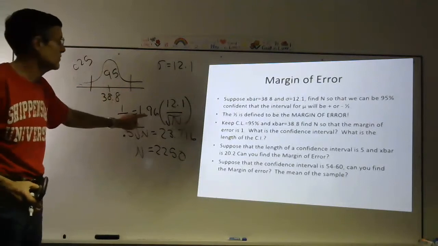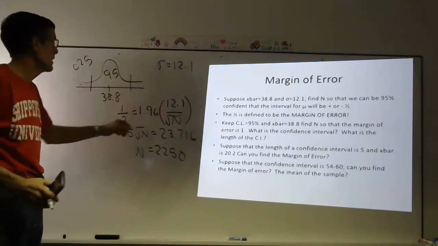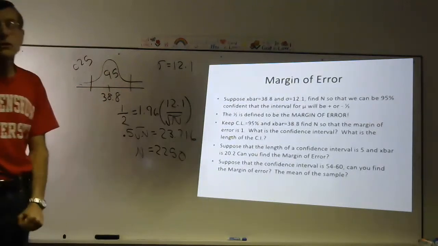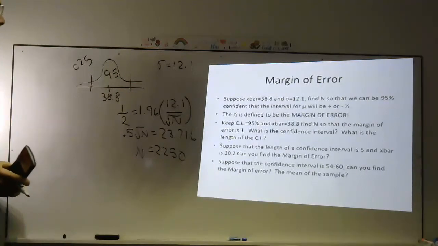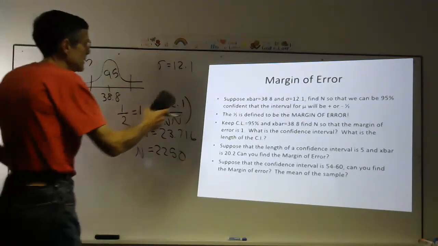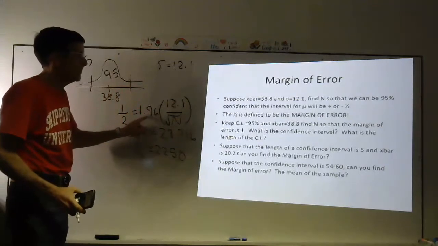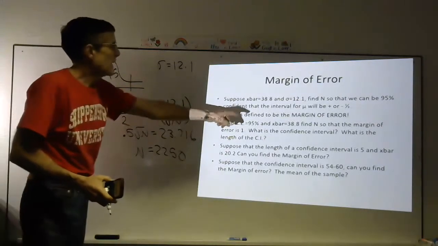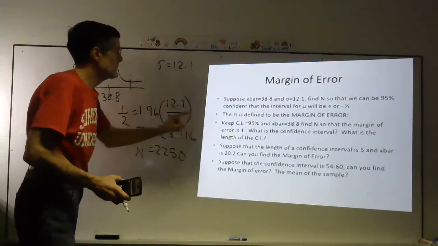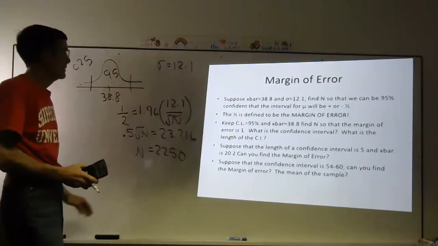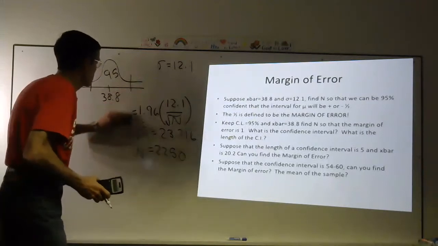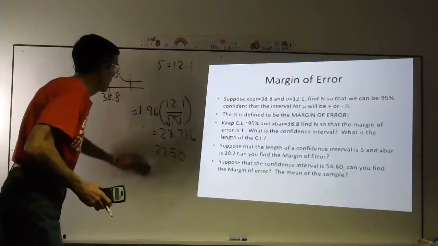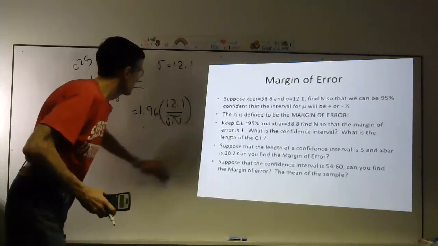When you take the z-value times the standard deviation, you get the margin of error, okay? Keep the confidence level 95%. So I have to keep this. X bar is still 38.8. Find n so that the margin of error is 1, okay? Find n so that the margin of error is 1. So let's fix it up.